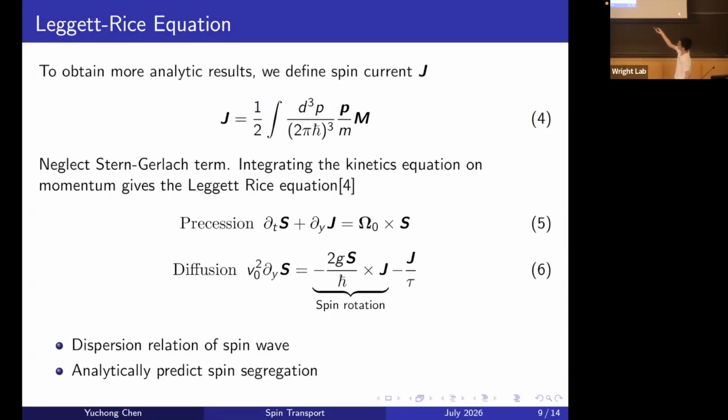So you see that in the diffusion term, if you neglect S cross J, this is basically just precession, but with relaxation time that accounts for additional decay. But this S cross J effect is exactly what is spin rotation. So this is the term that produces all the spin Z dynamics that you see in experiment and the kinetic equation. And so the Laplace equation will have mainly two results analytically. One is that we can extract the dispersion relation for the spin wave equation. And the other conclusion is that we can now analytically predict the spin segregation.